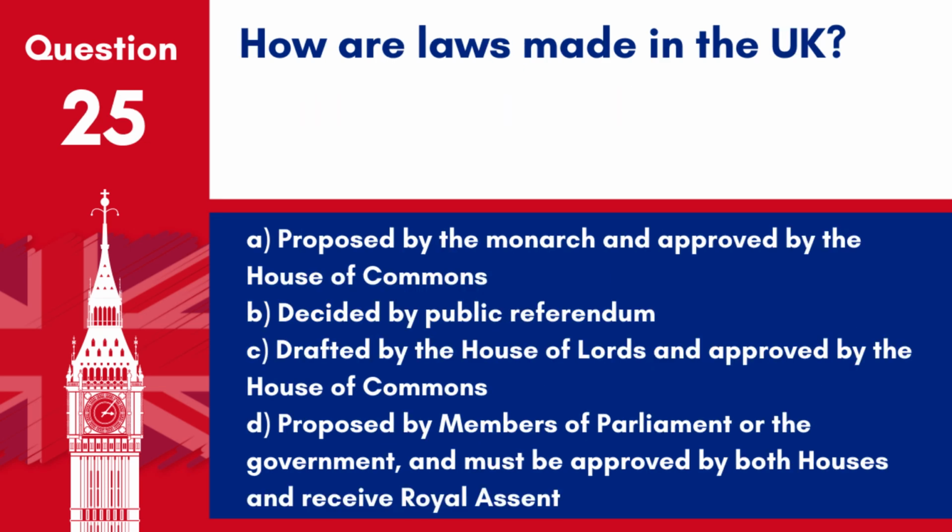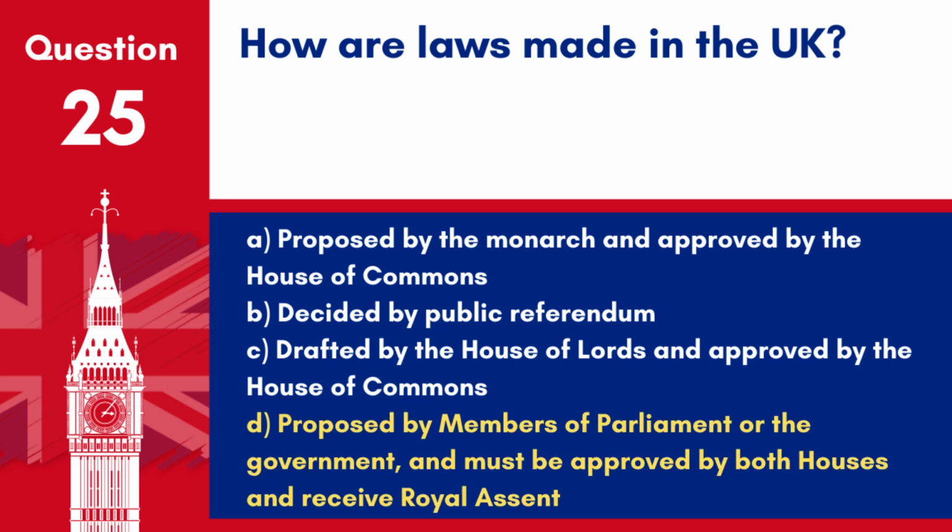Question 25. How are laws made in the UK? A. Proposed by the monarch and approved by the House of Commons. B. Decided by public referendum. C. Drafted by the House of Lords and approved by the House of Commons. D. Proposed by members of Parliament or the government, and must be approved by both houses and receive royal assent.